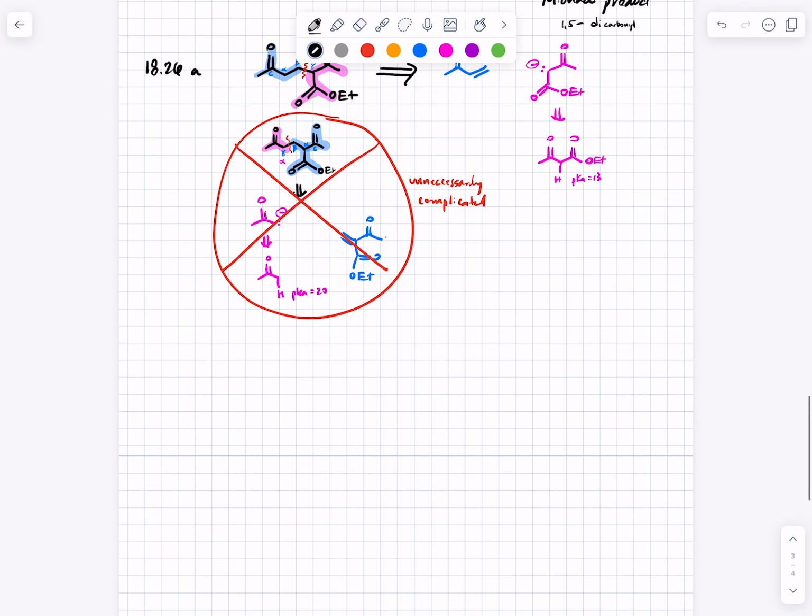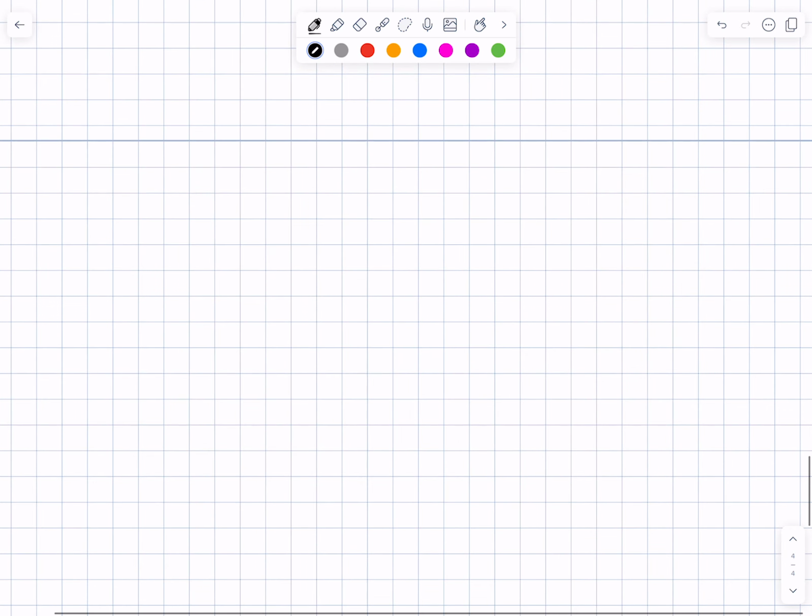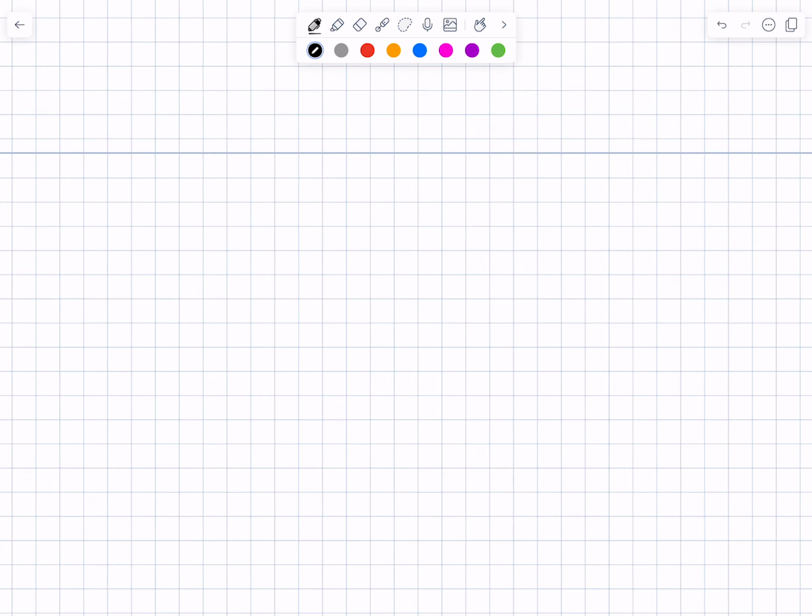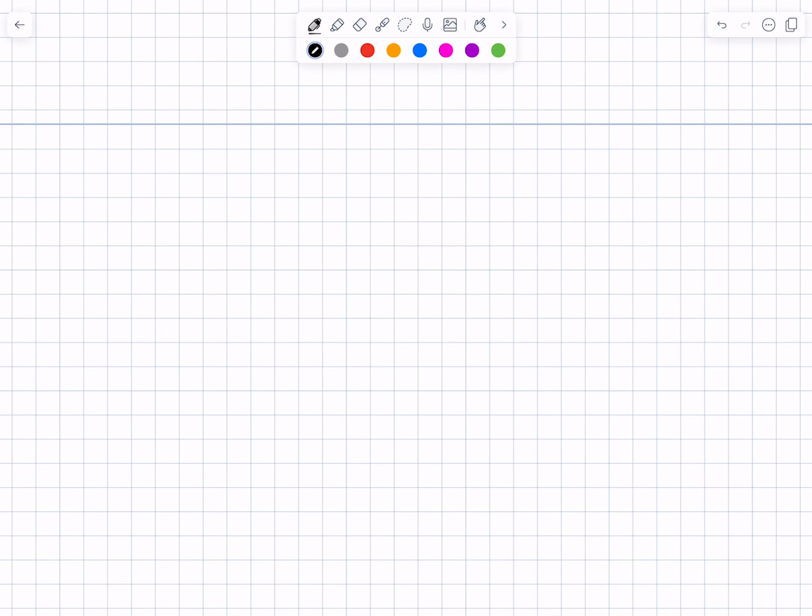So with that in place, your text has a section 18.10 on something called the Robinson annulation. And this is historically an important reaction. It makes a 6-membered ring, and it's been used to make a lot of interesting natural products. However, I sort of worry that the presentation in the text is needlessly complicated because this isn't really a new thing. It's not a new reaction. It's an application or a connection of 2 different reactions to get a more complicated product.